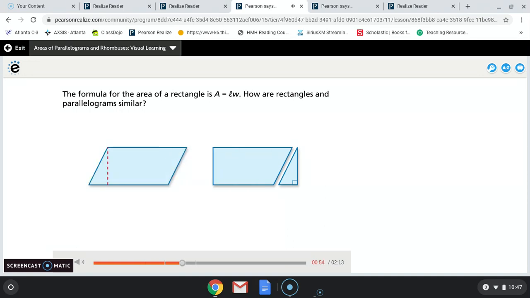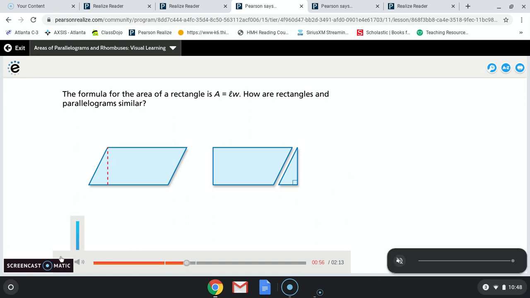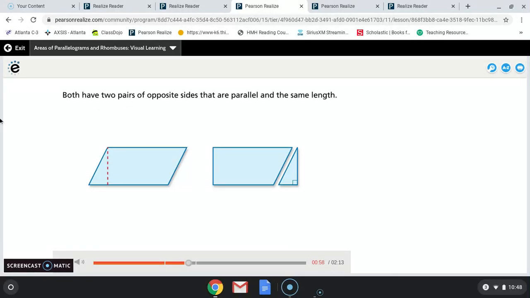How are rectangles and parallelograms similar? Okay, looking at how these are similar. Remember, we still have two sets of parallel lines, and they're opposite parallel lines. First, we had a rectangle, okay? We've shaved off this little one, and we moved it to this side. So essentially, we still have right angles. We still have two sets of equal and parallel lines as well. Both have two pairs of opposite sides that are parallel and the same length.